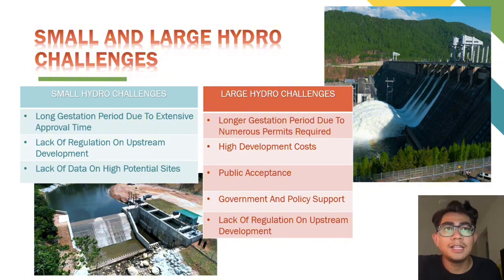Other than that, large hydro also faces challenges, which is a longer gestation period due to numerous permits required. The complex regulatory framework in Malaysia requires several permissions and clearances, which delays large hydro projects. Significant hydro projects must pass through the DOE and Energy Commission. The bureaucratic complexity of some projects can delay project implementation for years, reducing project efficiency.